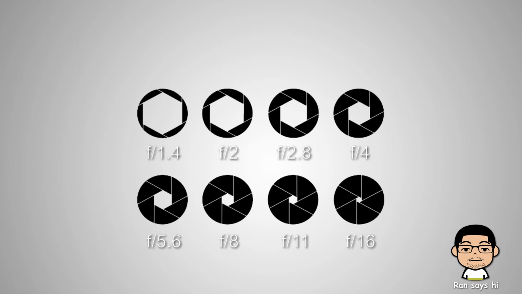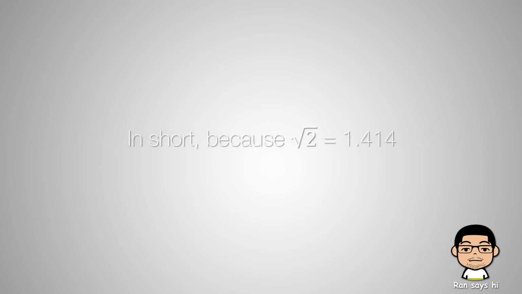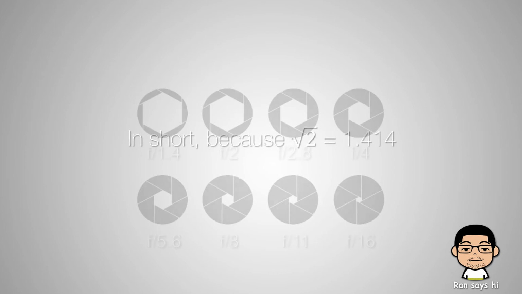So now let's turn back to this slide. Have you seen any pattern in this slide? Don't worry, I'll let you see what the pattern is. Have you noticed that those numbers increase by multiplying by 1.4? Why is that? In short, it's because the value of square root 2 is about 1.4.